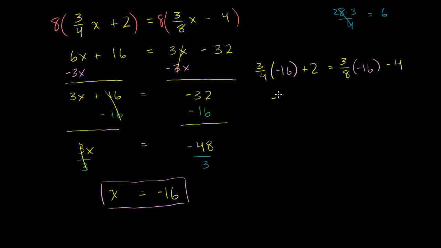So we get -12 plus 2 on the left-hand side. -12 plus 2 is -10. So the left-hand side is -10. Let's see what the right-hand side is. We have 3/8 times -16. If you divide -16 by 8, you get -2 times 3 is -6. So it's -6 minus 4. -6 minus 4 is -10. So when x is equal to -16, it does satisfy the original equation. Both sides of the equation become -10. And we are done.